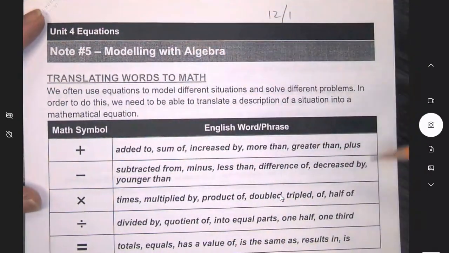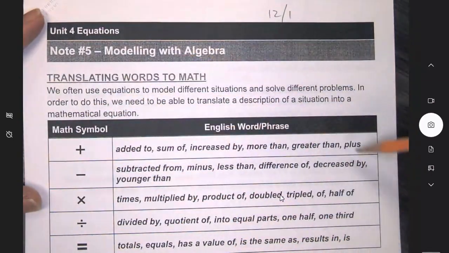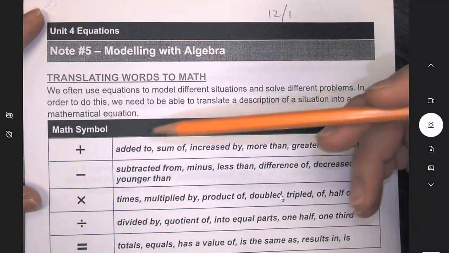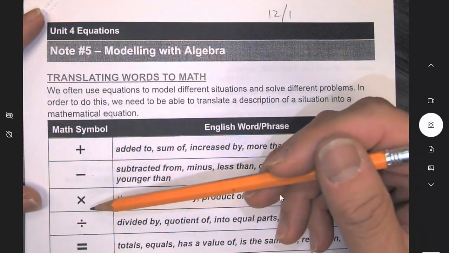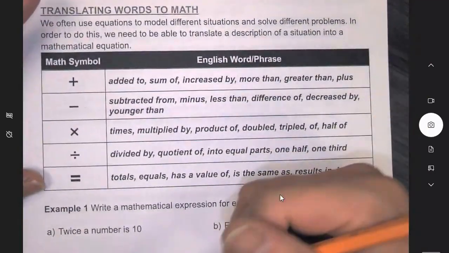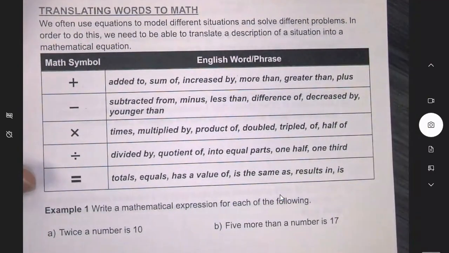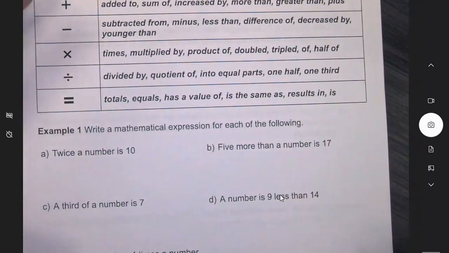So this is what we're trying to do. Here's a table with the different words that will give you an idea. Are you talking about adding them together, subtracting, multiplying, dividing, or equal? Okay. So I'm just going to do two examples of each. I think for this part, you guys are pretty good.